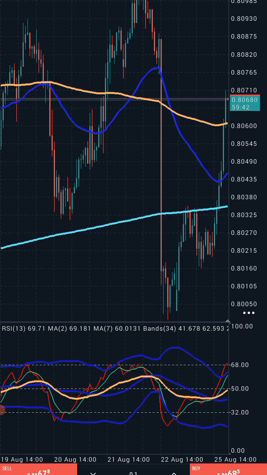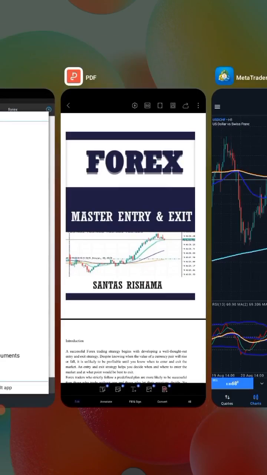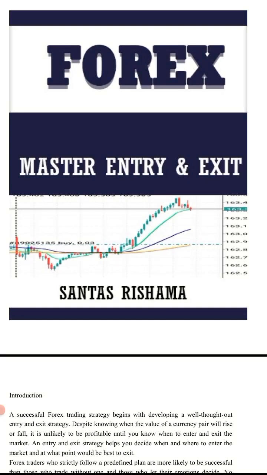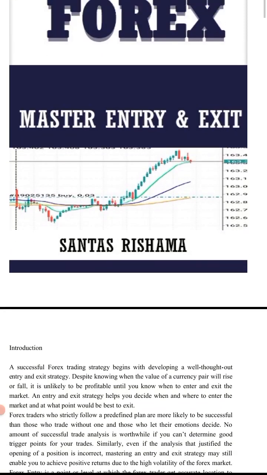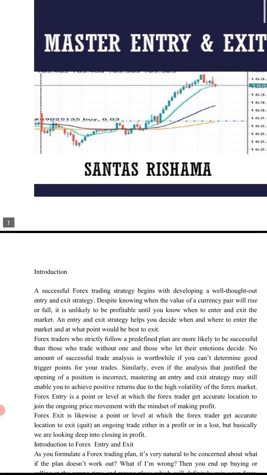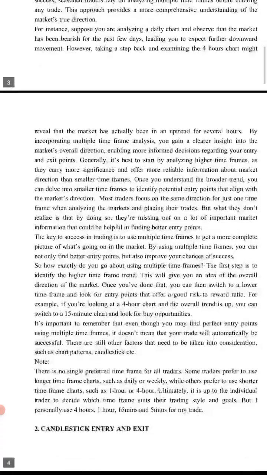I'm so excited to share with you deep secrets about Forex, especially focusing on entry and exit strategy. I'm excited because I'll be sharing directly from my own book, the book that I've written as regards entry and exit. Look at the front page here: Forex, Master Entry and Exit.